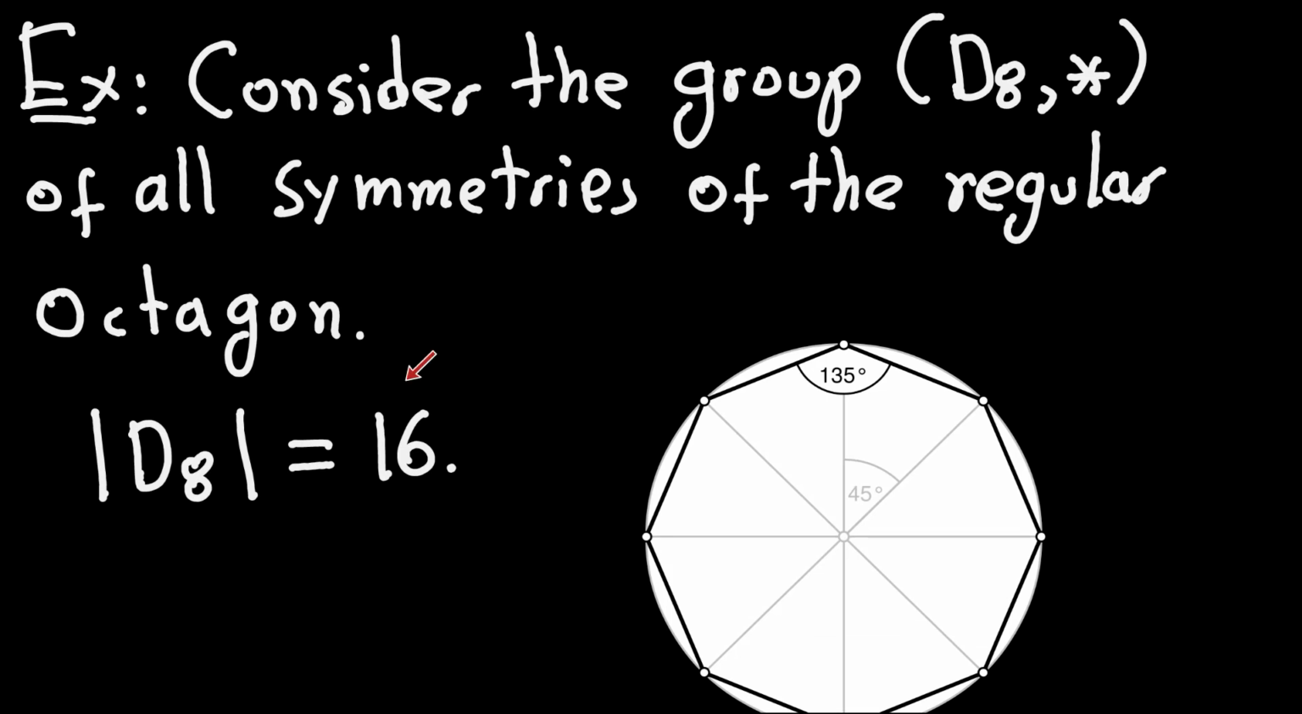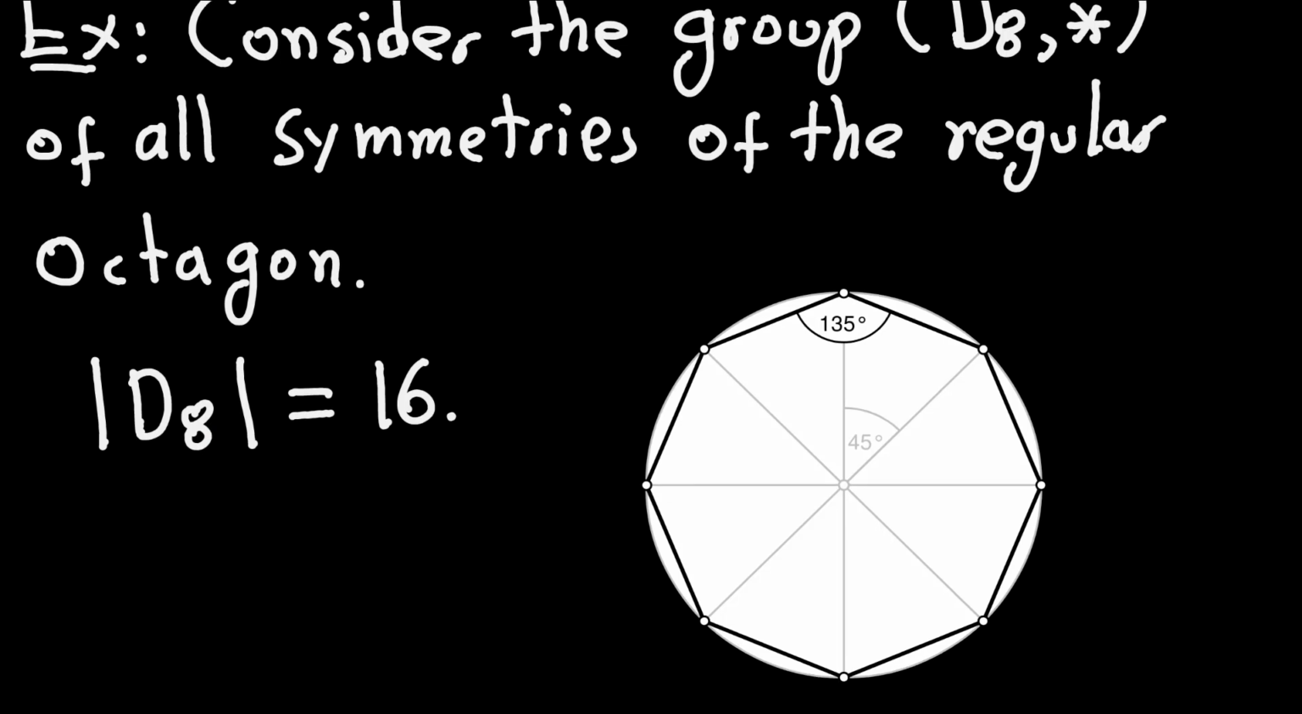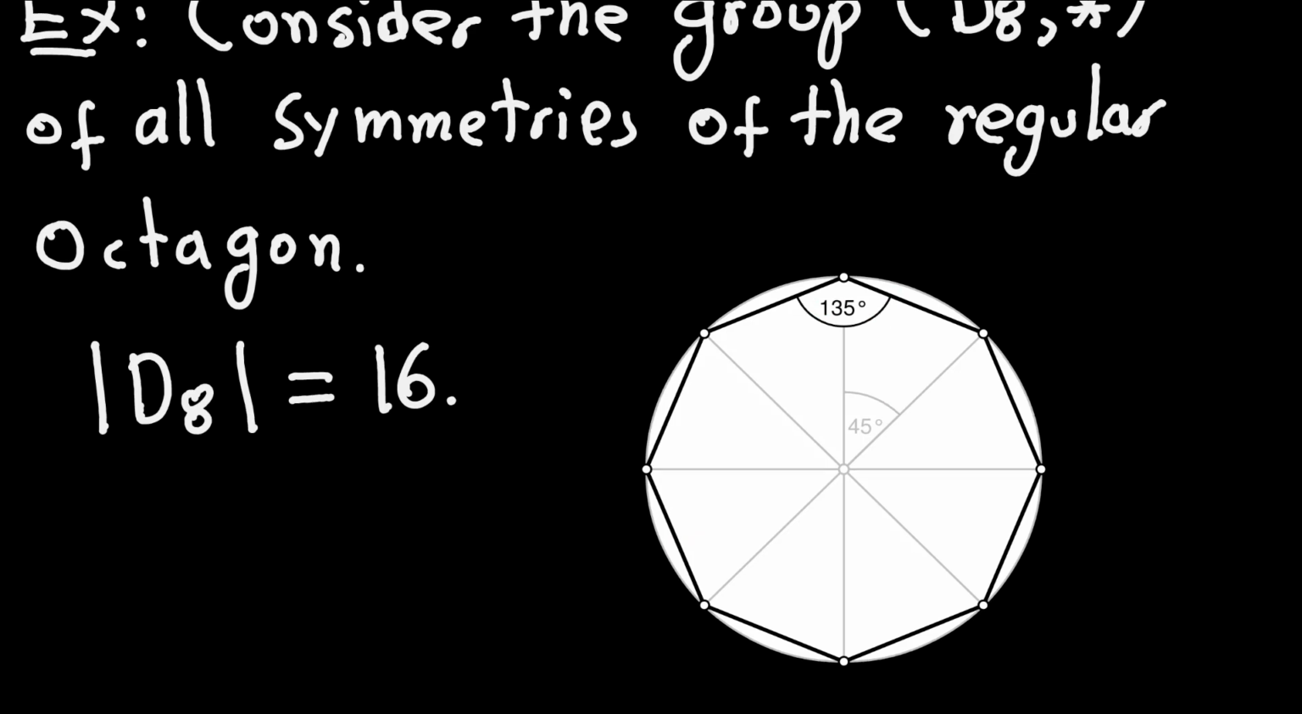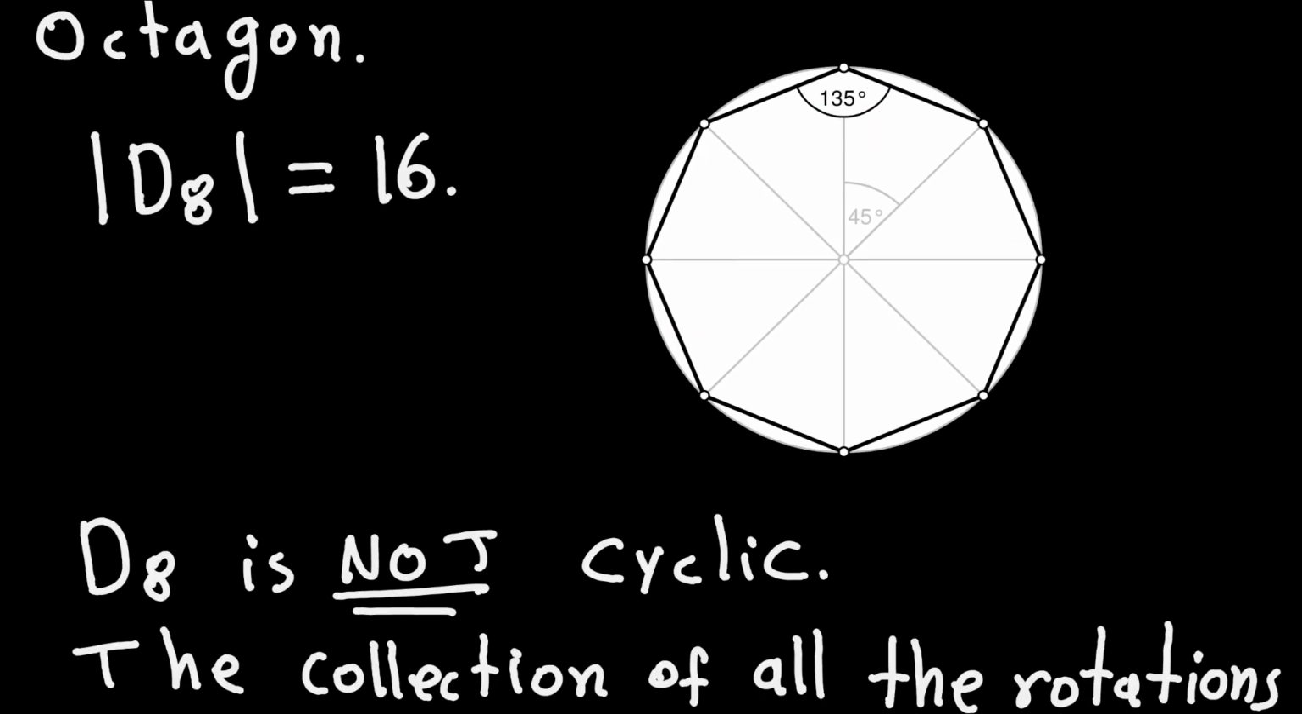That group has 16 elements, because Dn, for any n, will always have 2n elements. The regular octagon is just the one that has 8 sides, all of them the same. Now these angles that are drawn here are just for reference. That group is not cyclic.